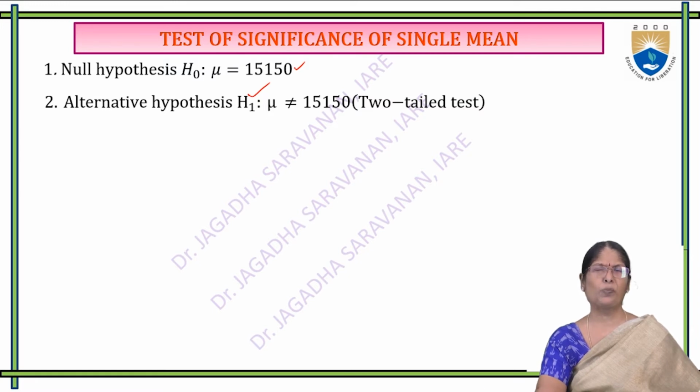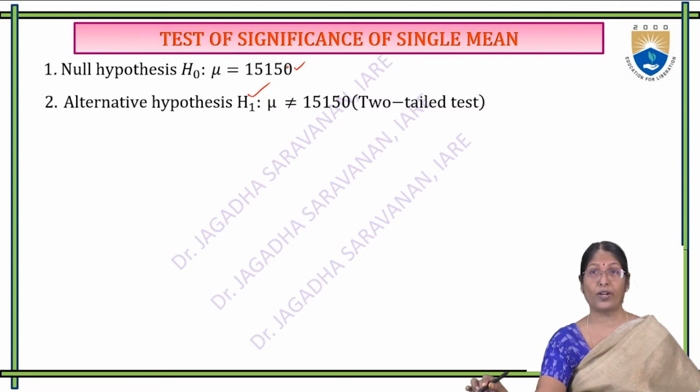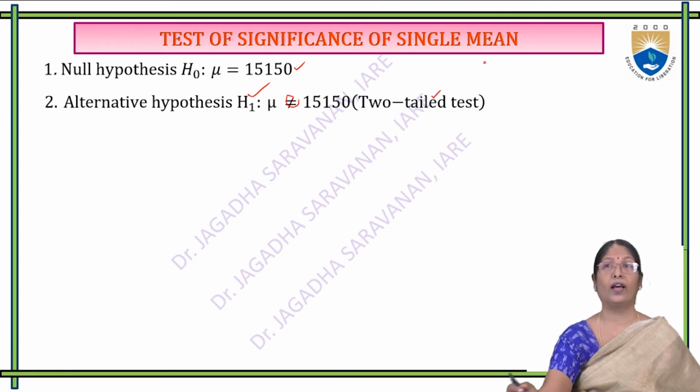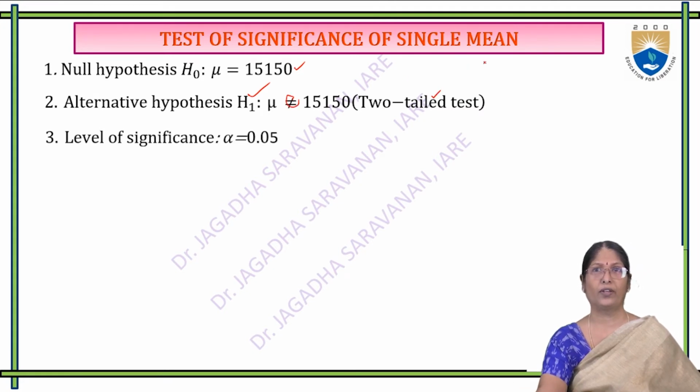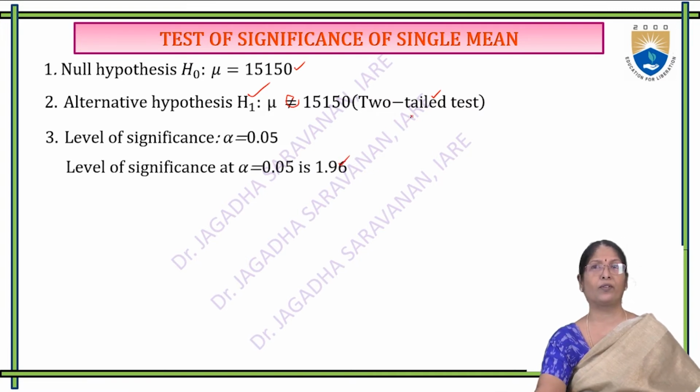So the population mean is 15,150. Here we accepted the null hypothesis; there is no other way for us. The null hypothesis we have to accept, and the alternative hypothesis we reject, taking it as a two-tailed test. So alpha equal to 0.05. Now we know from the last two problems the critical value of Z: for a two-tailed test at the level of significance alpha 0.05, it is 1.96.